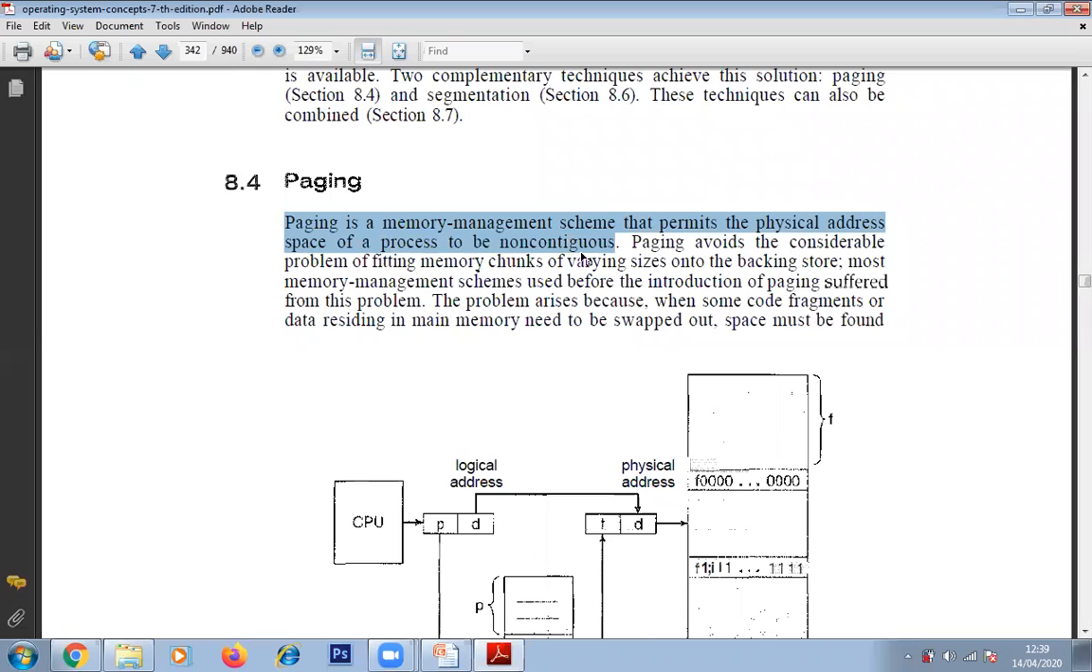That means anywhere the process's addresses can be stored in the physical memory. So it avoids some of the problems we were getting previously. What was the previous problem? We were unable to fit memory chunks of different sizes because you don't have a space of those sizes in your primary memory. So to avoid this problem, we introduce a non-contiguous process, permitting the physical address space to become non-contiguous.